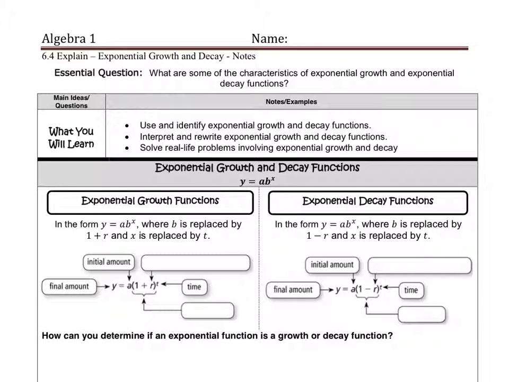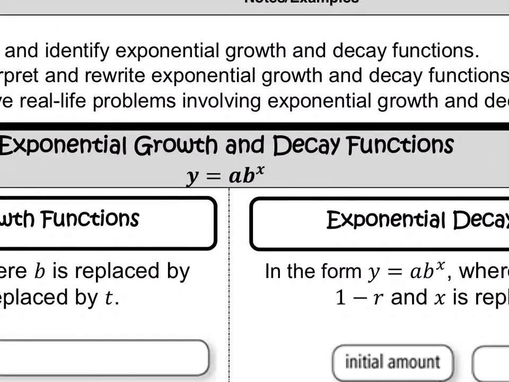So again, we're going to have the same equation that we were using last time: y equals a times b to the x. The a is our initial amount, or you could also call it the y-intercept. And then the b, that was our common ratio. What we're going to actually look at is how that b is come up with, if it's a growth ratio or a decay number. So first, let's just start with exponential growth.